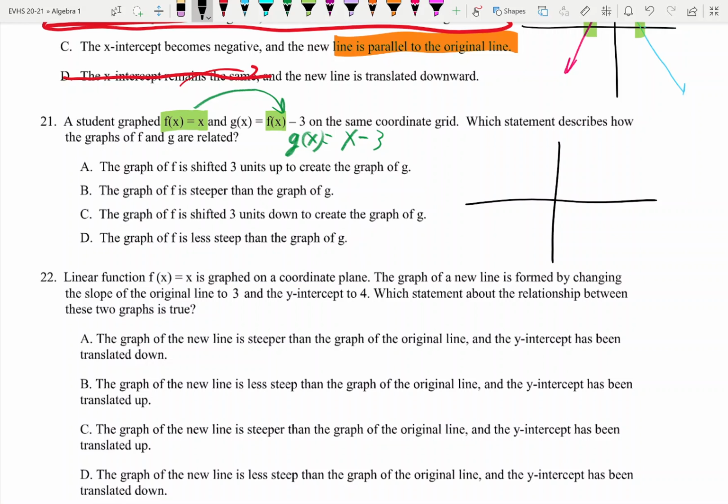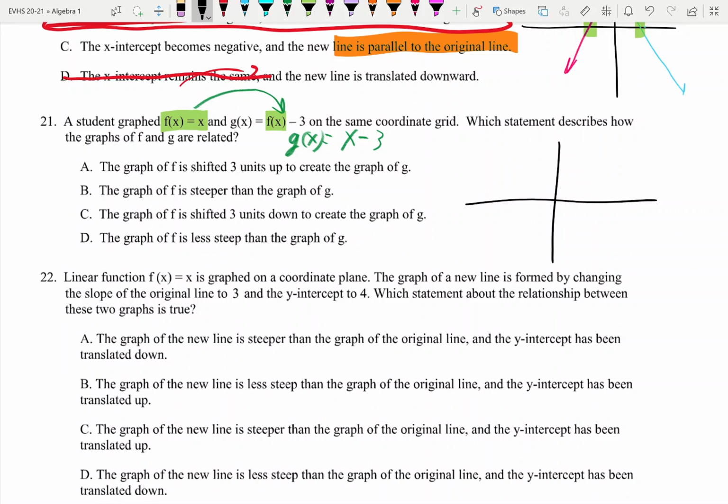Okay, number 22. The linear function f of x equals x, again that's our linear parent, is graphed on the coordinate plane. Let me go ahead and do that down here below. I'm going to do that one in green, and we're going to call that f of x. The graph of a new line is formed by changing the slope of the original line to 3. Now we've got a new line.